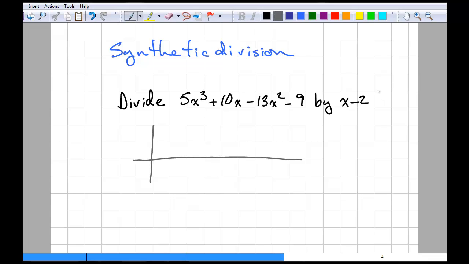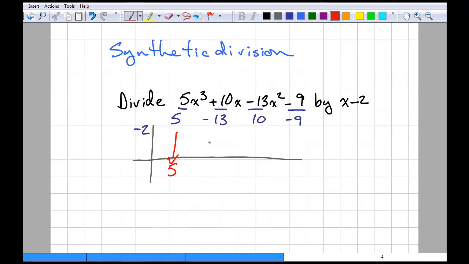So I start with this kind of long t section here. And what I do is I write the coefficients of each of the terms up high here in that decreasing order of exponents. So I'm going to have the 5, I'm going to have the -13, the positive 10, and the -9. I'm dividing those by, what am I dividing by? I'm dividing by x minus 2, so I'm going to have a -2 out here. So first thing I do is I take the leading coefficient and I drop it down.